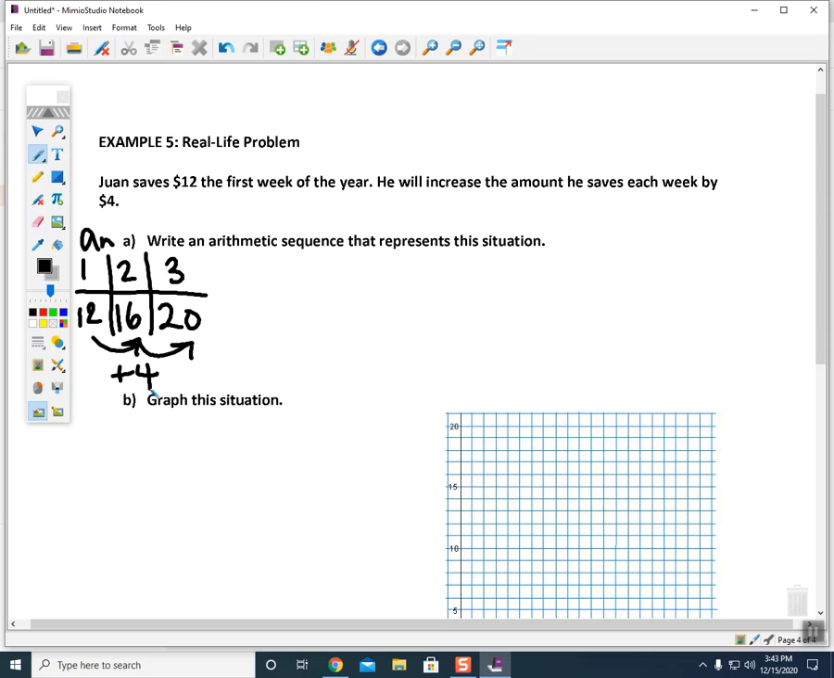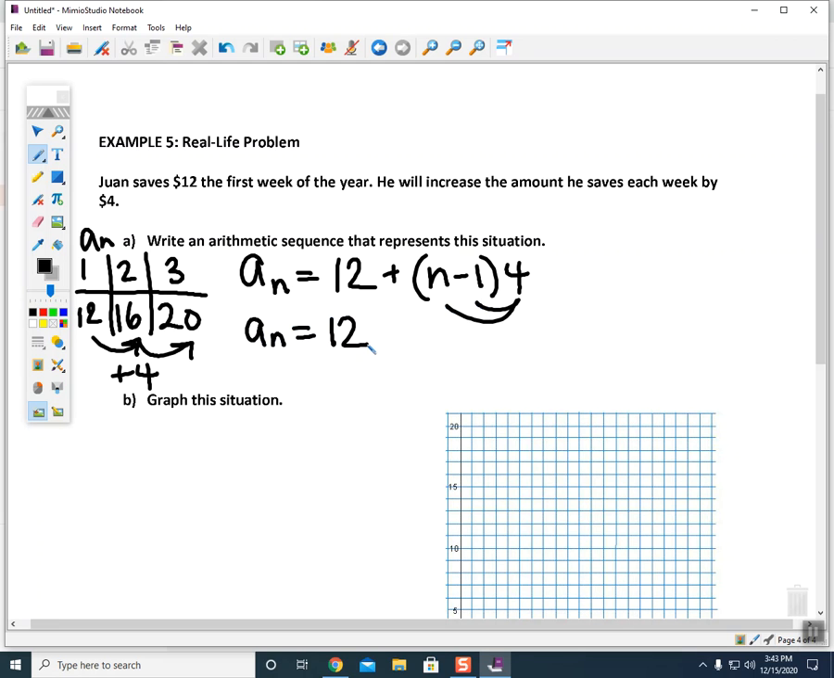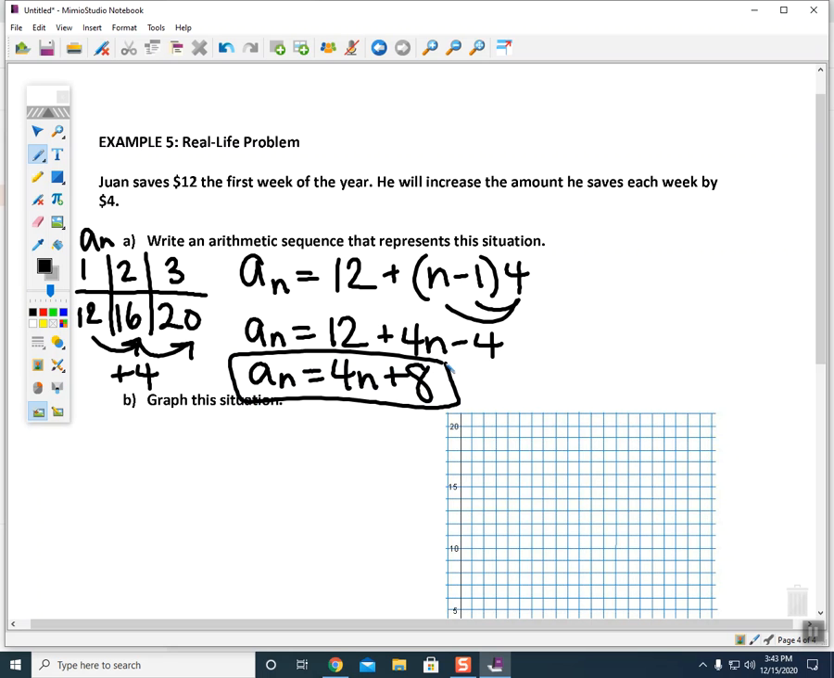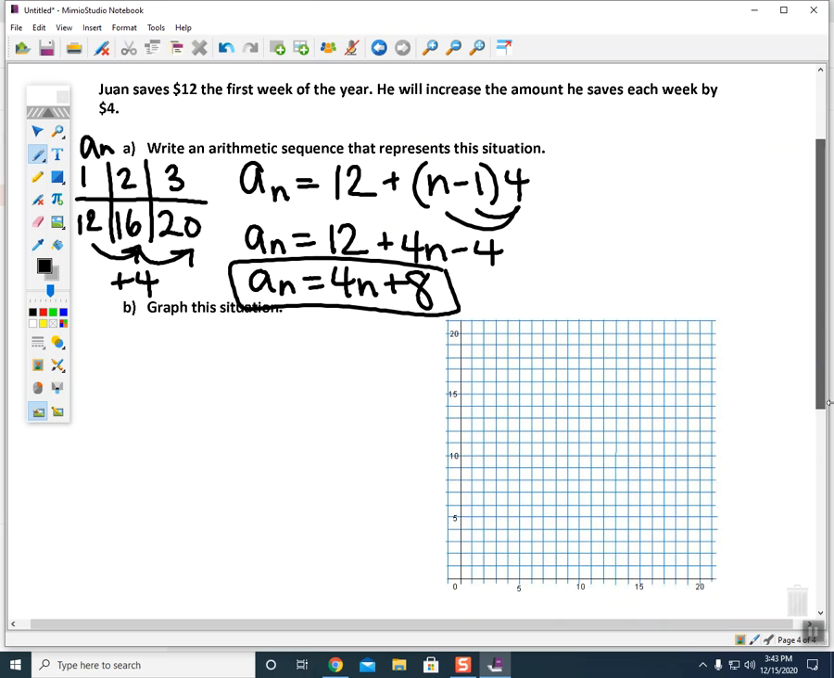So if I want to write an equation, my a sub n is going to be my initial value, which was 12. A sub 1 is 12 plus n minus 1 times 4. Distribute my 4 to both places. A sub n equals 12 plus 4n minus 4. If I combine my 12 minus 4, I get a sub n equals 4n plus 8. And that is the arithmetic sequence that represents the situation.